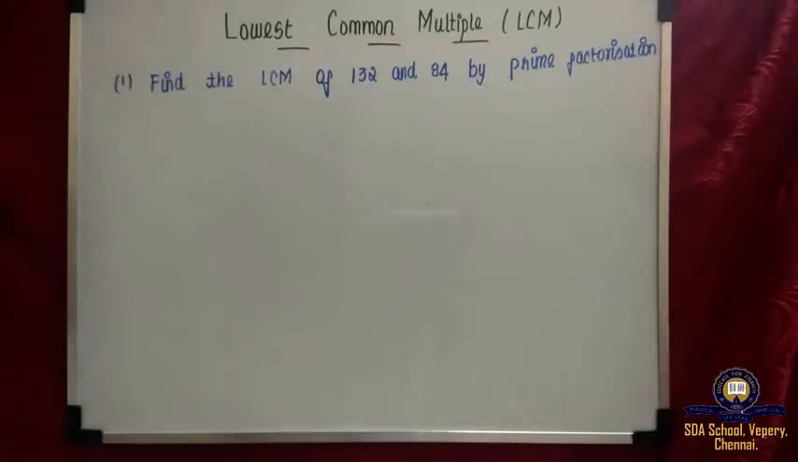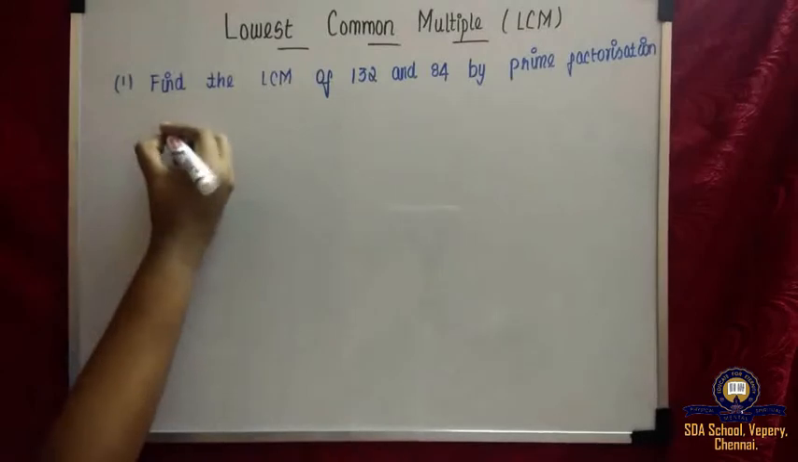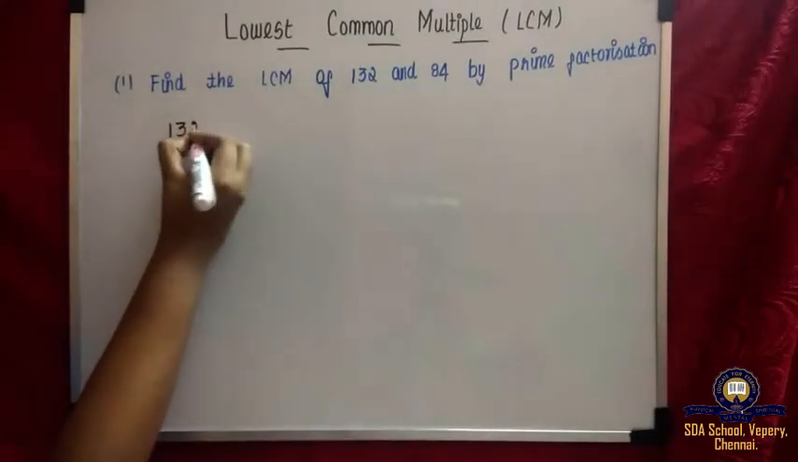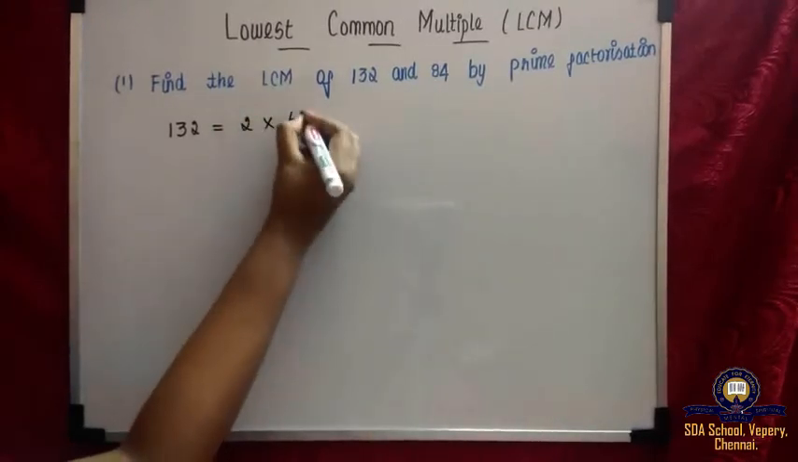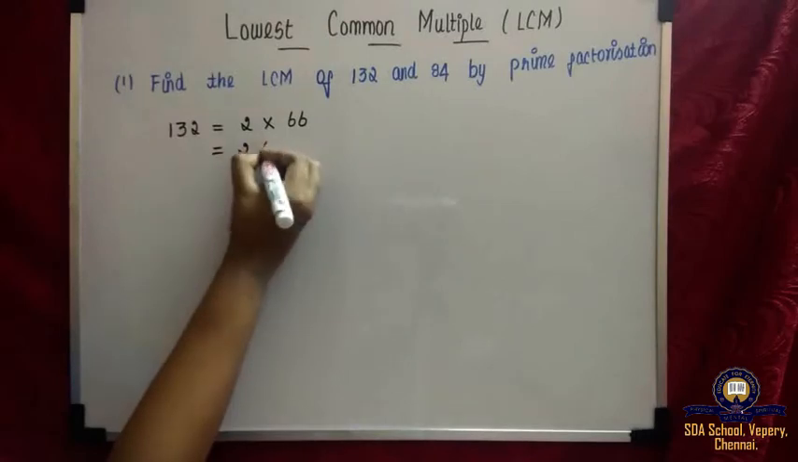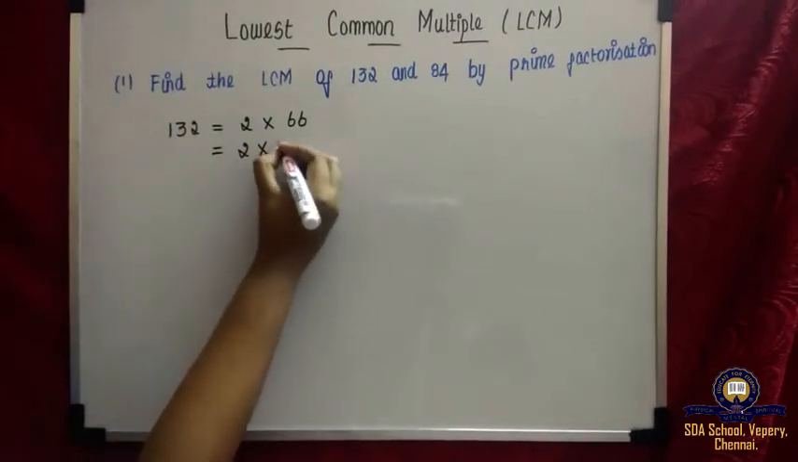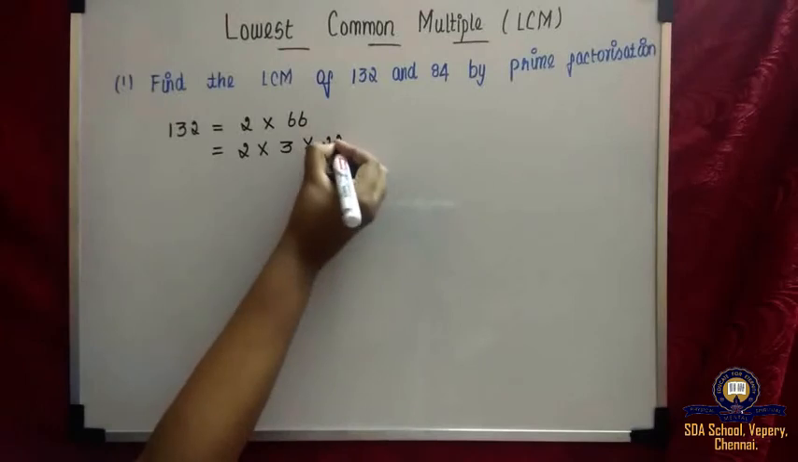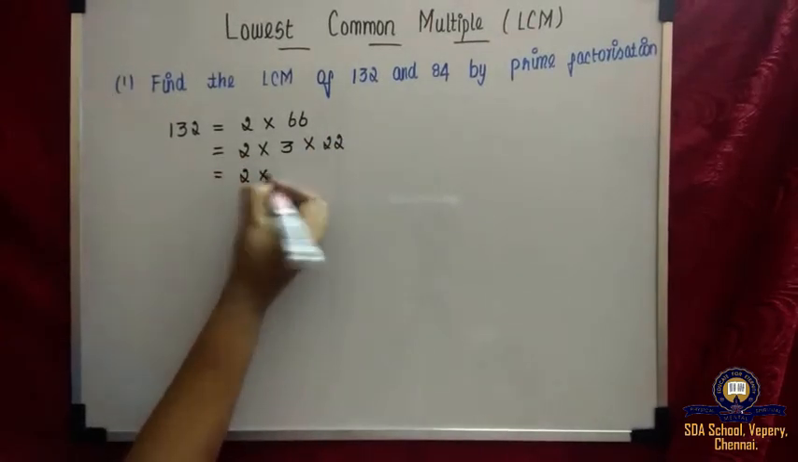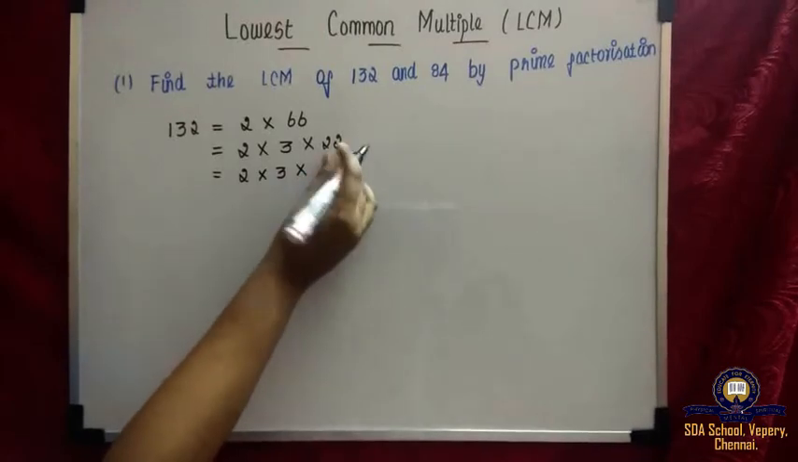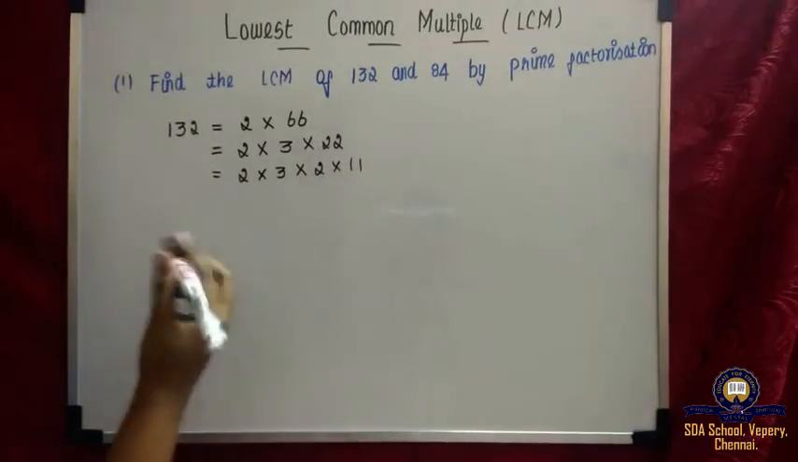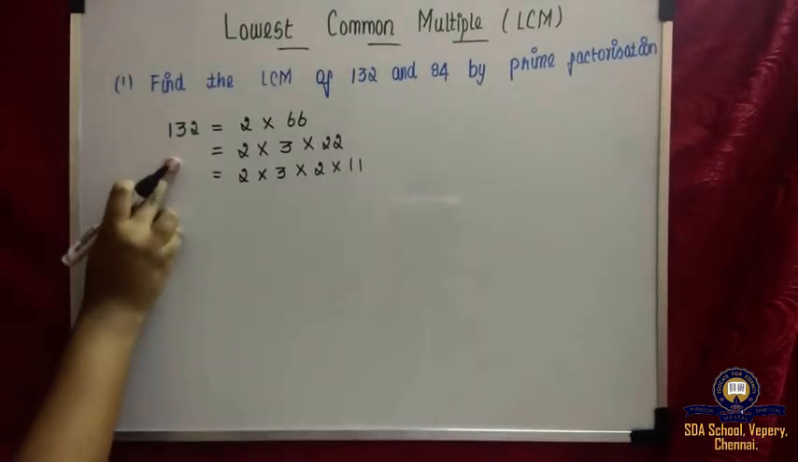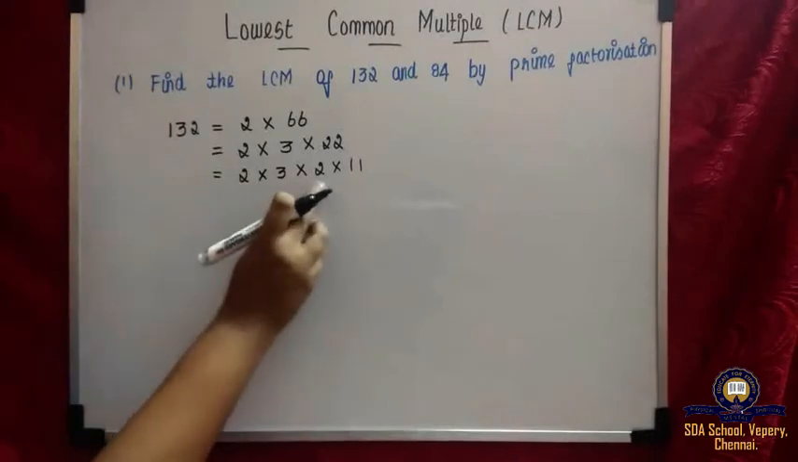Find the LCM of 132 and 84 by prime factorization. So first we have to express 132 as the product of prime numbers, right? 132 can be written as 2 into 66. 66 can be written as 3 into 22. 22 can be written as 2 into 11, right? So the prime factors of 132 are 2 into 3 into 2 into 11.